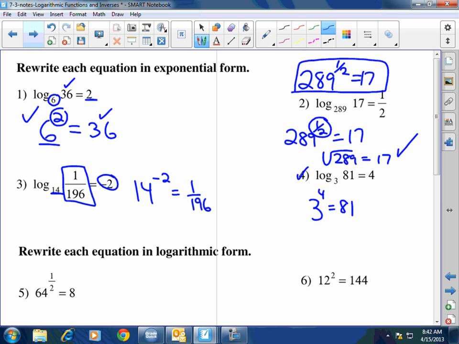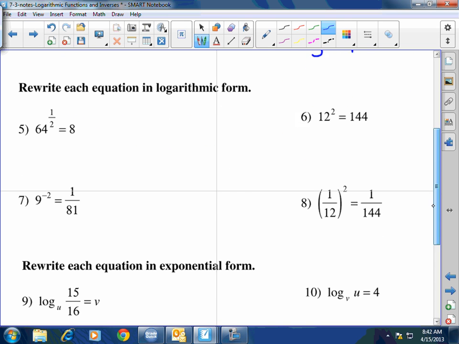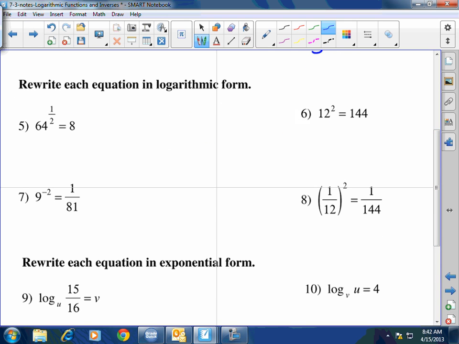Now, guys, let's go backwards. Let's rewrite each equation in logarithmic form. Remember, just hear me out, guys. This is what Mr. Morrow does. I didn't like this a lot when I was a kid. I was very scared of it. So I'm going to try to give you all the tricks that I know. I will label. That's the base. That's the exponent. And that's my answer.